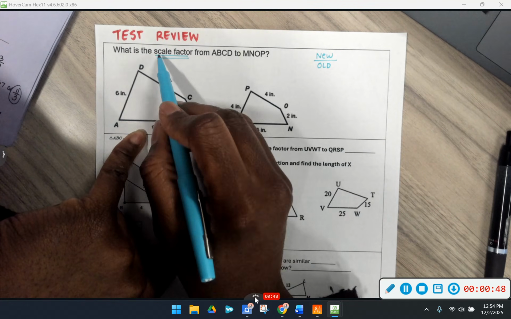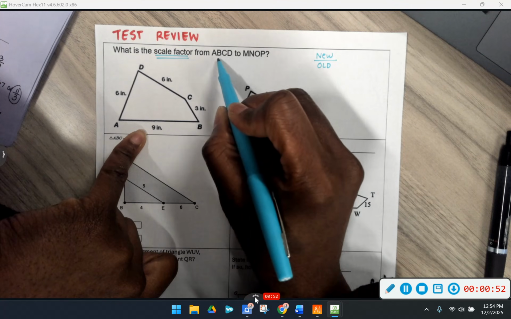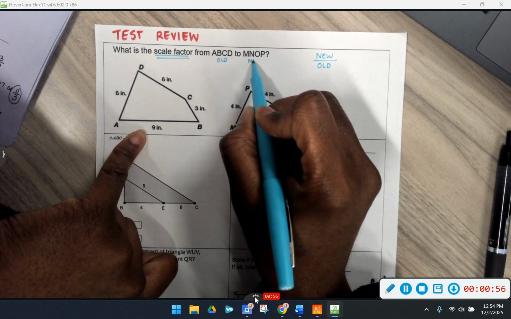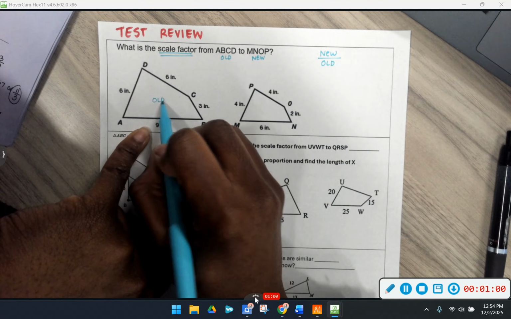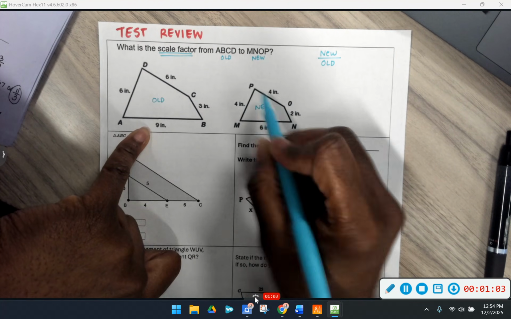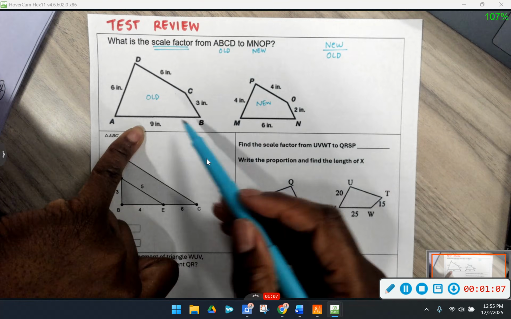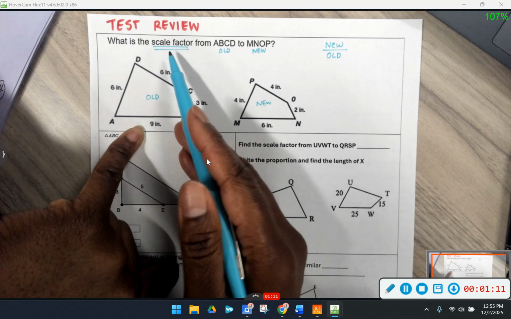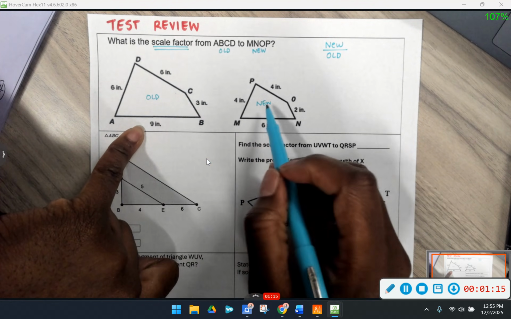So what is the scale factor from A, B, C, D to M, N, O, P? That means A, B, C, D is the old one, and M, N, O, P is the new one. Remember, scale factor is only one proportion. You only need one, and obviously the two figures are similar. That's why they're asking you for the scale factor, so we don't have to prove they're similar. We just need one, new over old.